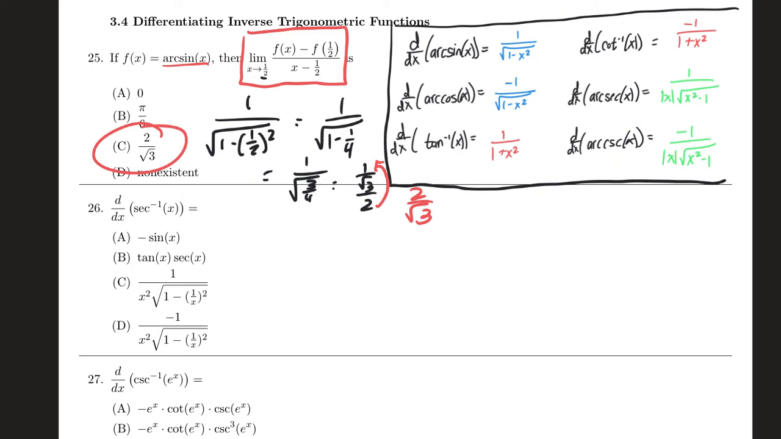One thing I didn't mention either, these things are kind of interchangeable. The arc and the inverse notation mean the same thing. So this is the same as sine inverse, and this is the same as arctan. You'll see both of these. So d dx of secant inverse is the same as arc secant. So this is just trying to match these ones up.